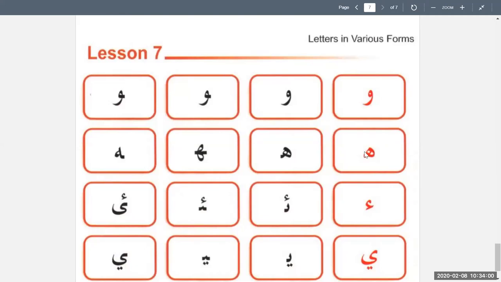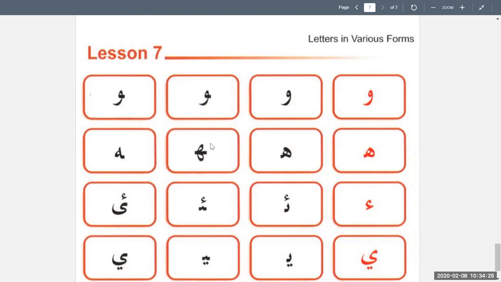This is how ha looks at the beginning of a word. So it has that loop and then a double loop through it. Then this tail goes up on the line and it connects to what follows it. So it starts here, go down, make a double loop, and then connect it. So that double loop is in the beginning form, not in the isolated form. The isolated form is just a teardrop.